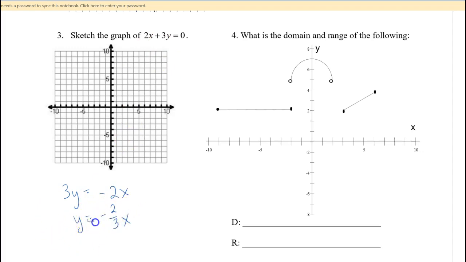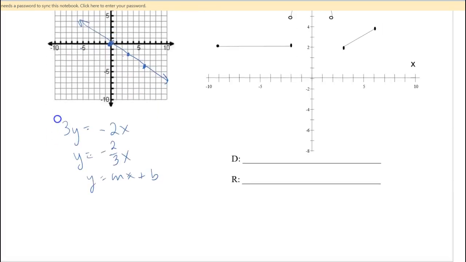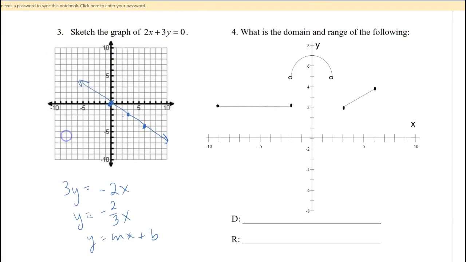And the reason I like this way is because I can view it as mx plus b, right? Which means I know this is my slope and my y-intercept is 0. So I'm going to start at 0. And the slope is negative 2/3, so down 3. I'm sorry, down 2 over 3. Down 2 over 3. This is the easiest way for me. And then I'll get 3 good points and then fudge the rest of the way. There we go.